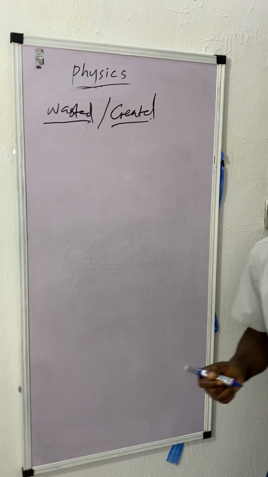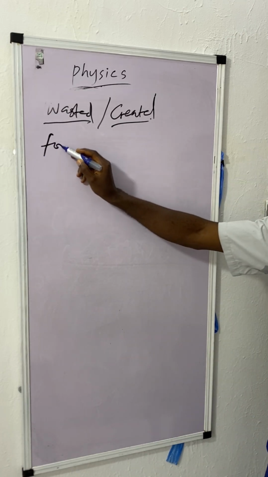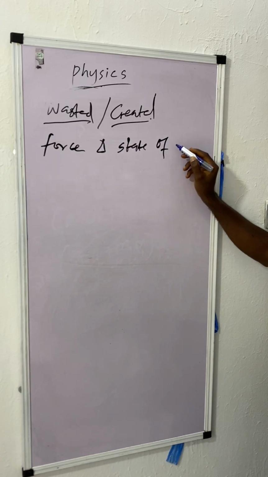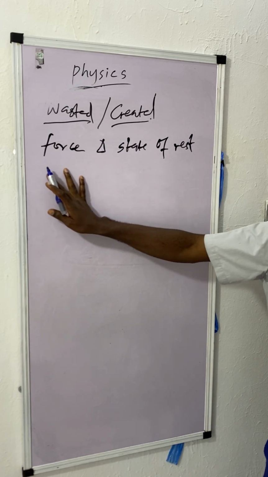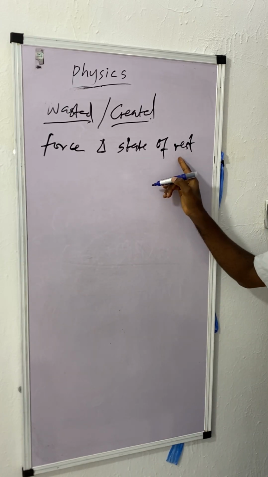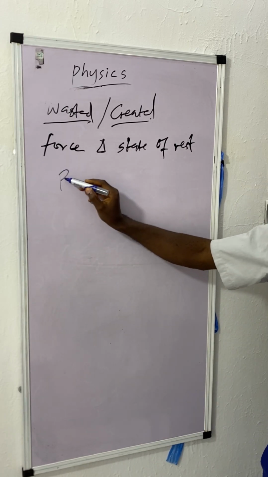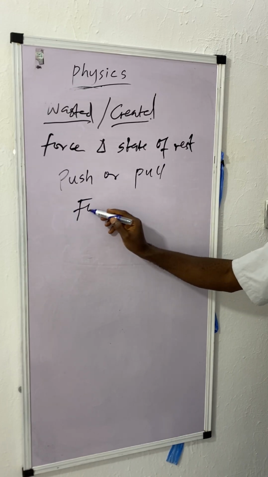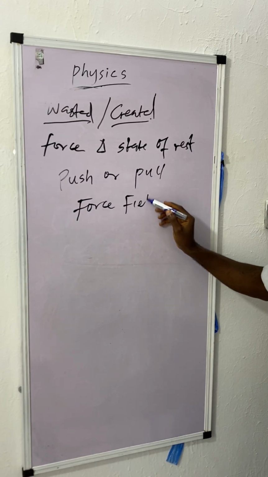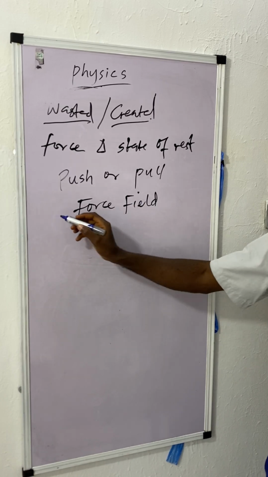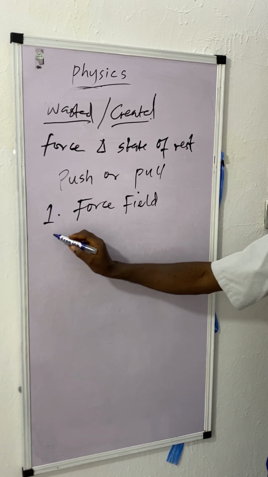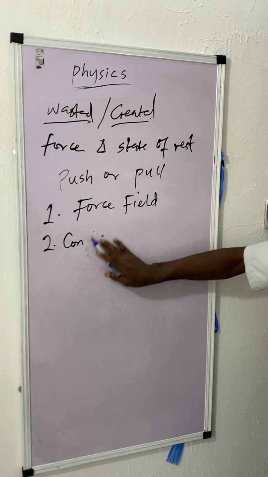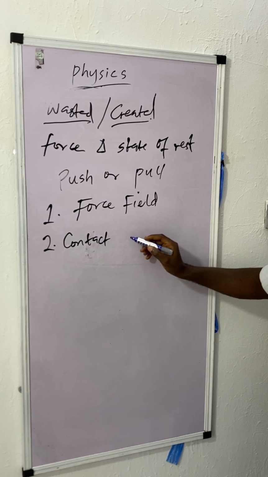So we have to understand that force is that which changes a body's state of rest. Yes, that's force. And force can either come as a push or pull. And we have force fields. These are the types of force. We have number 1, force field, and number 2, contact force.